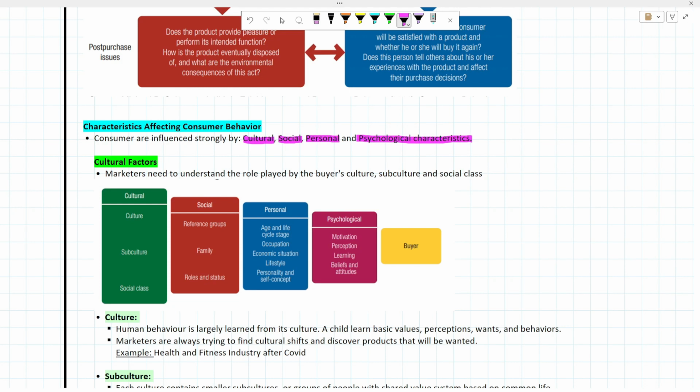So you have culture, subculture, and social class. Social, you have reference groups, family, roles, and status. Personal, you have the age and life cycle stage, the occupation, the economic situation, your lifestyle, the personality, and self concept. Psychological, you have the motivation, perception, learning, beliefs, and attitudes. And then finally, you have the buyer. So we're going to be talking about cultural first.